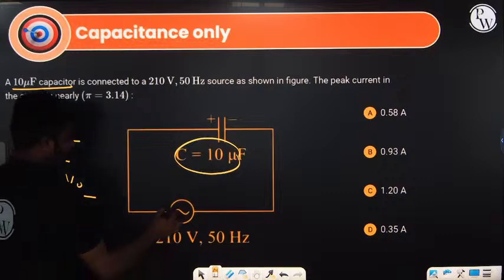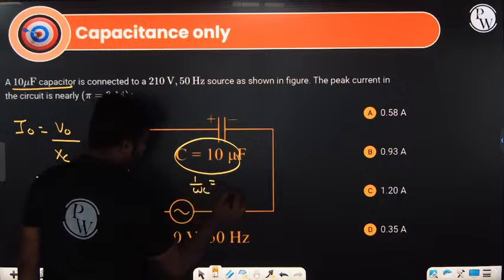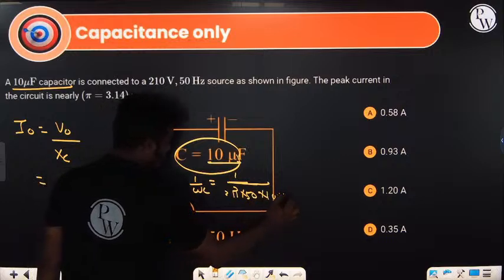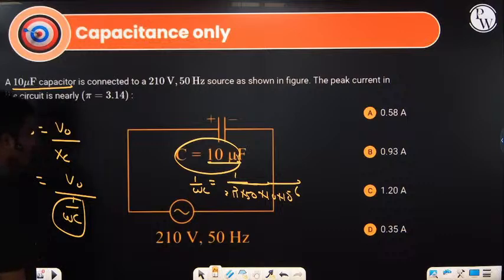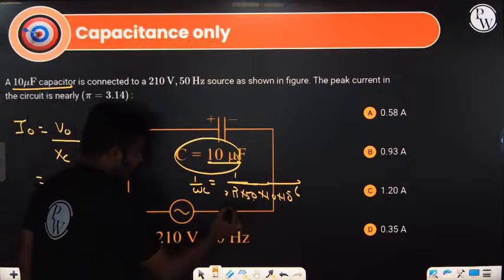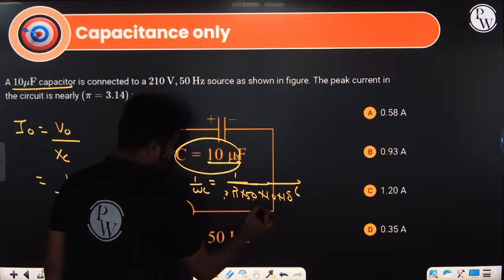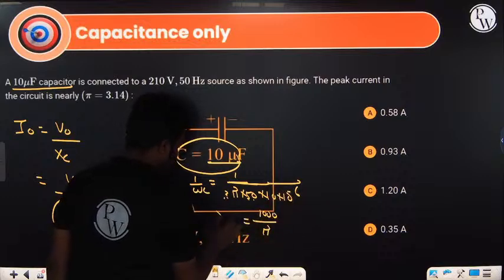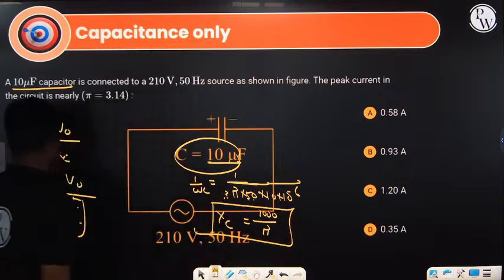Okay, let's calculate this. 1 by omega into C. What is omega? 2 pi f, where f is 50, and C is 10 microfarad, so 10 into 10 to the power minus 6. So that's it. This is 100 pi, and with 10 to the power minus 6 this will go up. So what we are getting here is 1000 by pi as the Xc value.